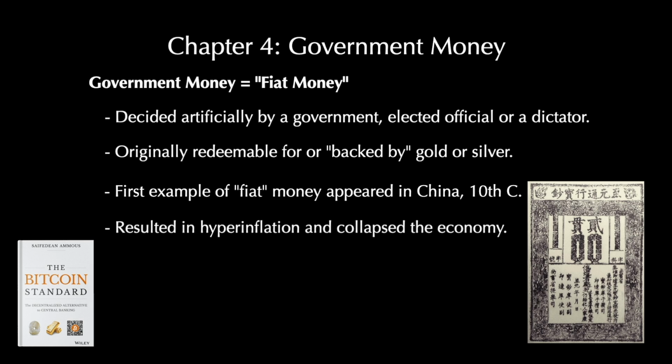Government money, or fiat money, is similar to primitive monies like the yap stones or glass beads in that their supply can be quickly and easily increased, which leads to destruction of the purchasing power of the money and ultimately the collapse of the economy.